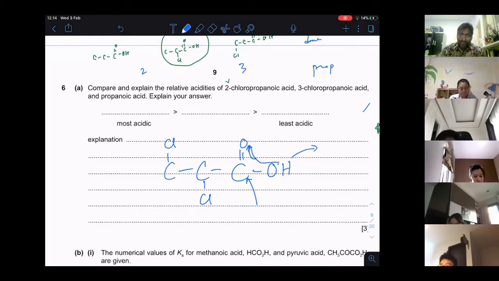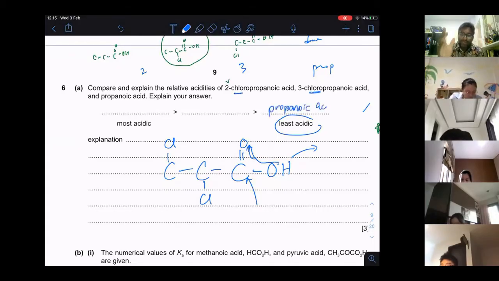So the moment you put the Cl, you are going to have an electron being withdrawn. If the electron is being withdrawn, we are going to have a situation where anything that has the Cl is going to become more acidic. So the least acidic is going to be propanoic acid.